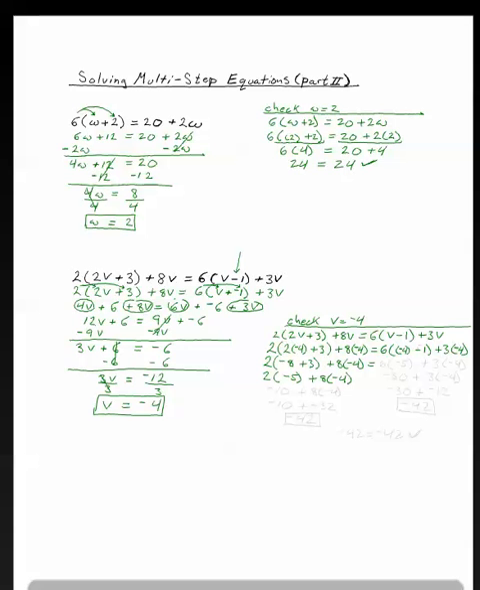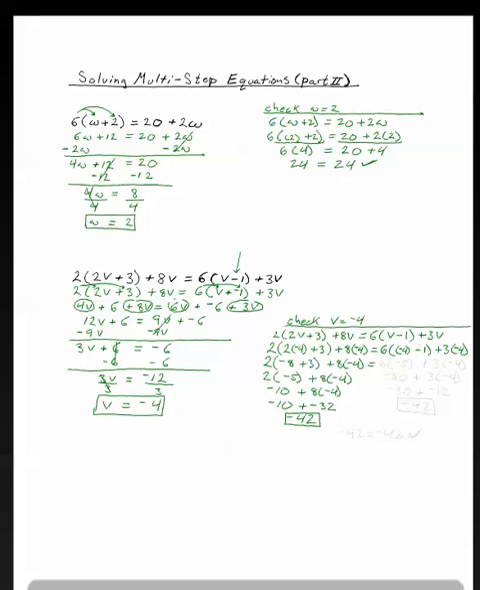Next is to do the multiplication as it occurs from left to right. So the first multiplication is 2 times -5. So that's -10 plus 8 times -4. I still have a multiplication, 8 times -4, which is -32. So I get -10 plus -32, which is -42. So the left-hand side of my equation simplifies to -42.